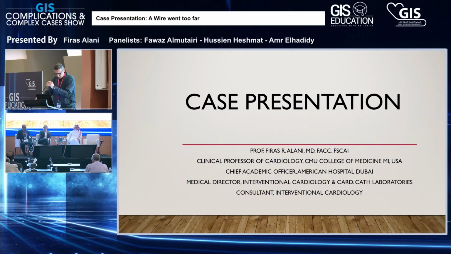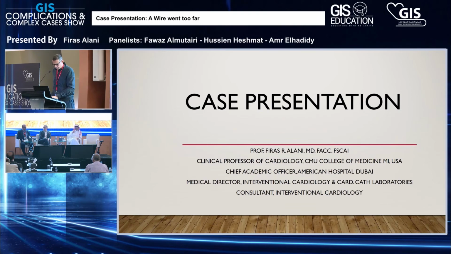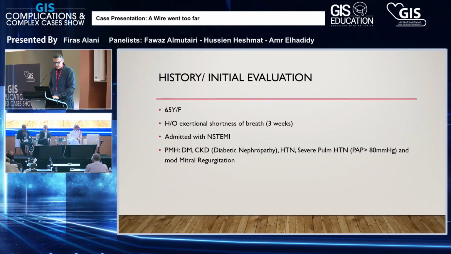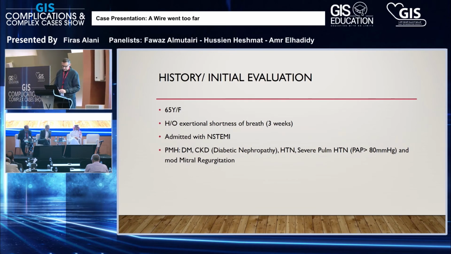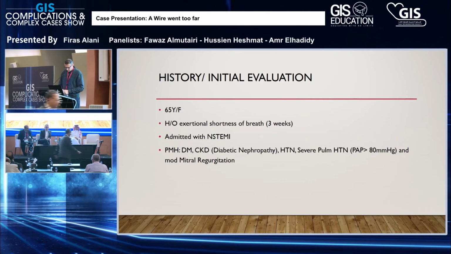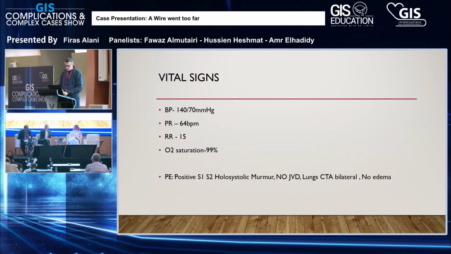I think we learned from all kinds of complications. This is, quickly, a 65-year-old female with a history of exertional shortness of breath for 3 weeks. After 3 weeks of these symptoms, she was admitted with chest pain and ruled in for non-STEMI. Her risk factors are being an older female, renal insufficiency, and diabetes.